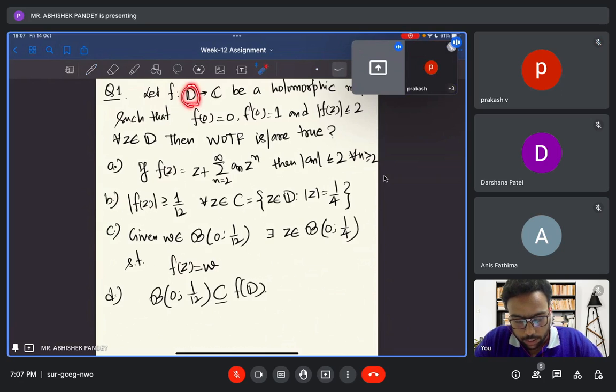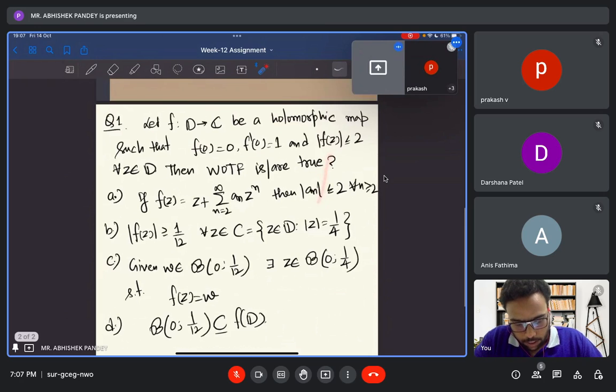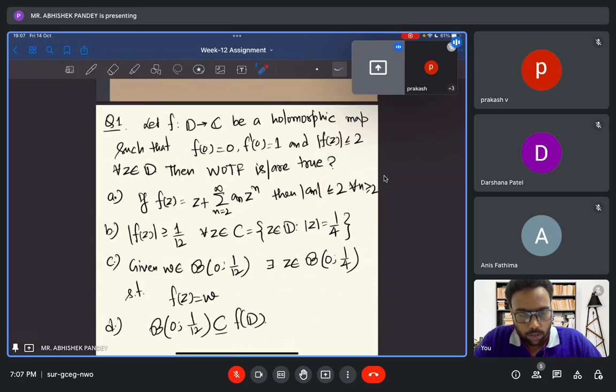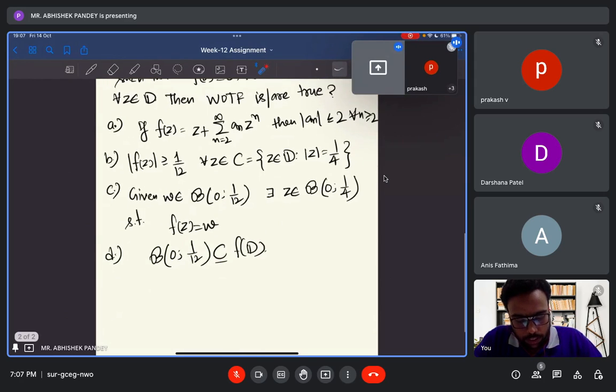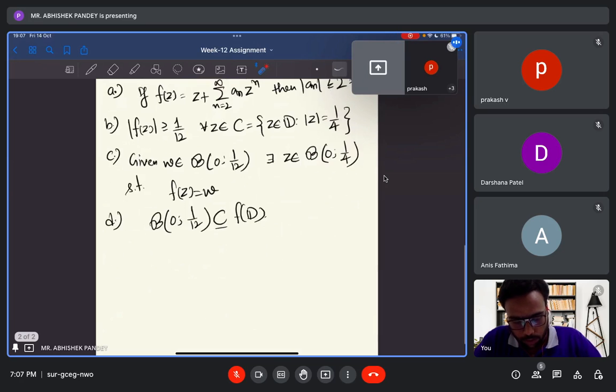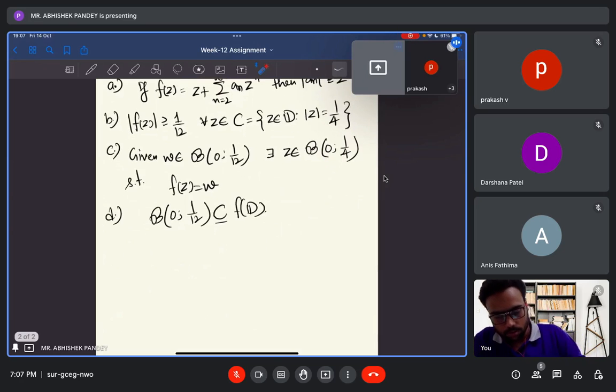So let f from the open unit disk D to C be a holomorphic map such that f(0) equals 0, f'(0) equals 1, and the modulus of f(z) is less than or equal to 2 for all z belonging to D. Then which of the following are true? So this is the first option. Second, we will look at all these options one by one.